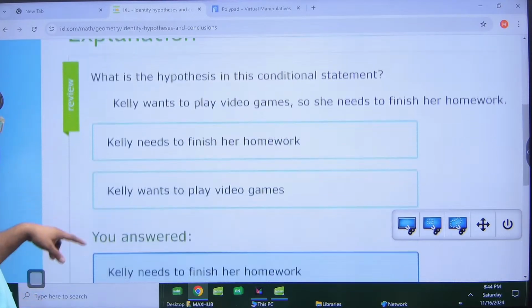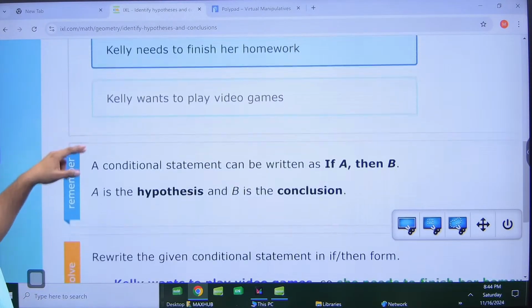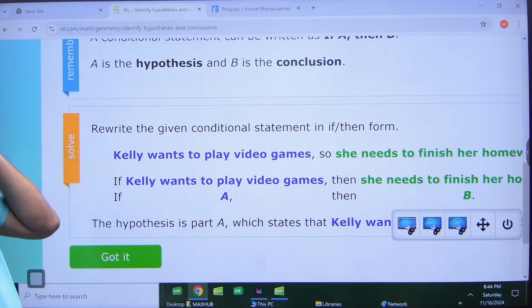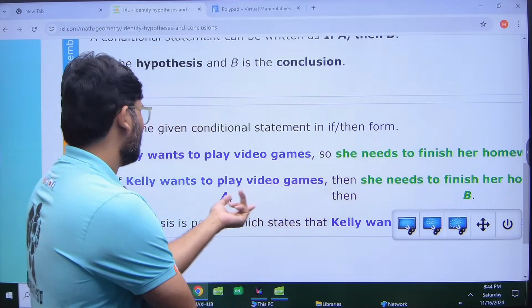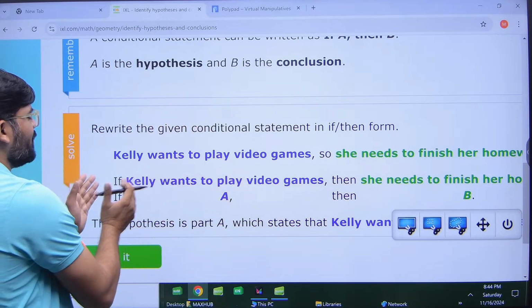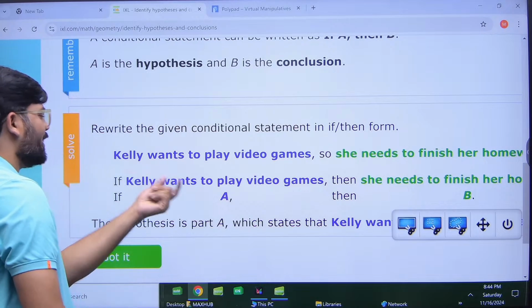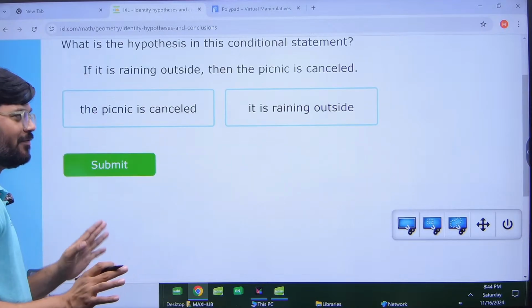Because, sir, if she wants to play video games first, then she needs to finish her work. So whatever comes first, the sentence with the "if," is the hypothesis. Okay, we will stick to that part.